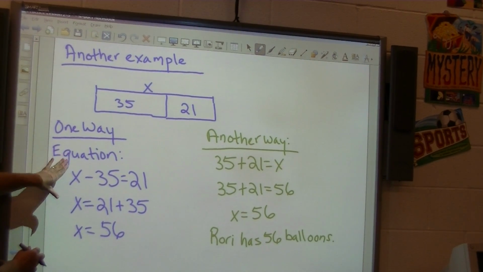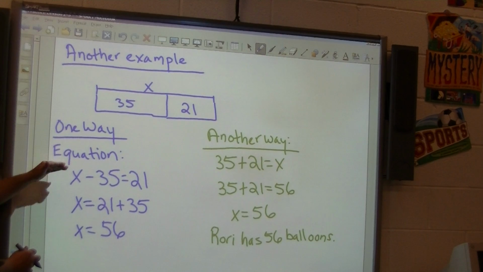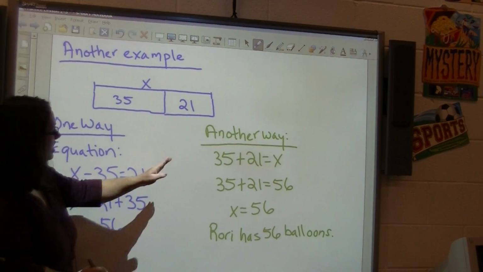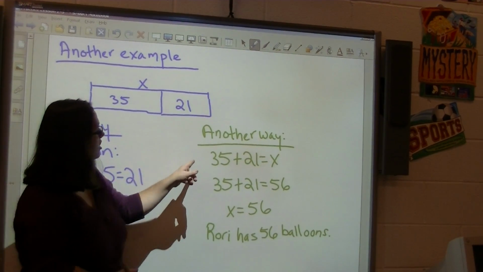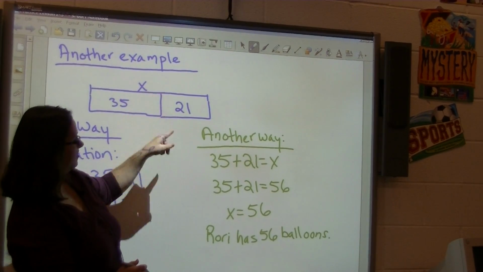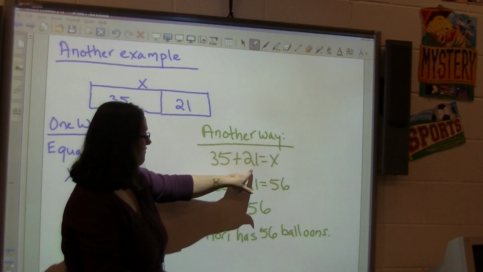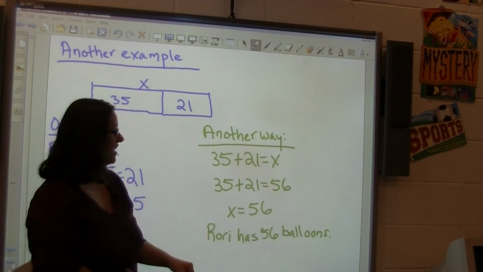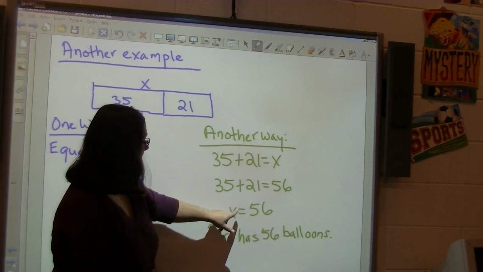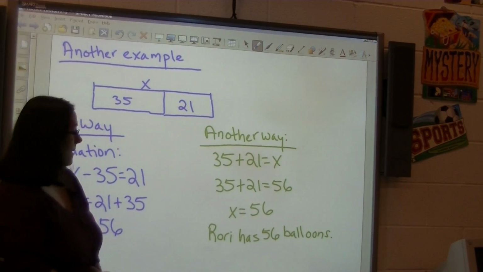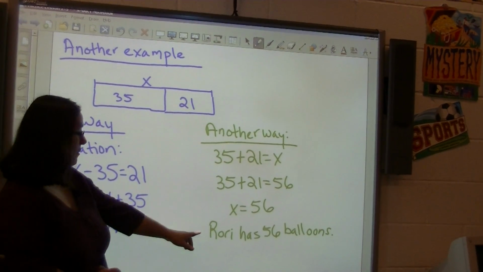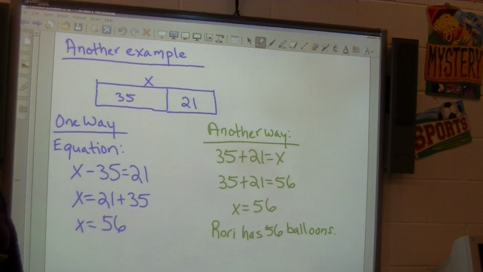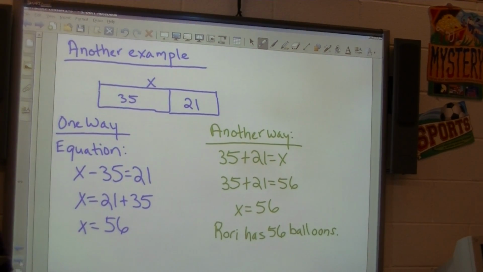A lot of people find this one a little more challenging, and we can work on it more in class too. But if you have a question, write it down. I think the easier way is the other way, where you take the two numbers that you have to get the total. So just doing 35 plus 21. And 35 plus 21 is going to give us 56. So X is 56. And our label will be balloons. So how many did you start out with? Rory had 56 balloons.